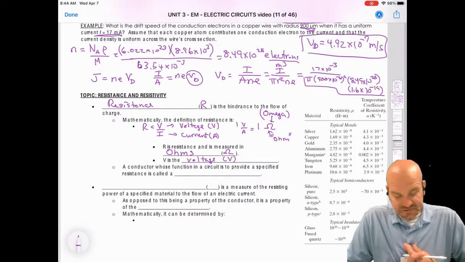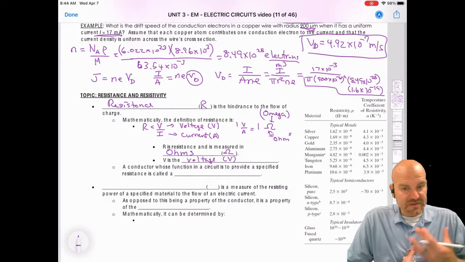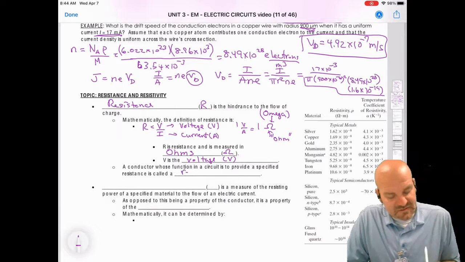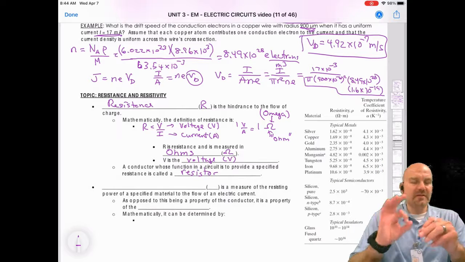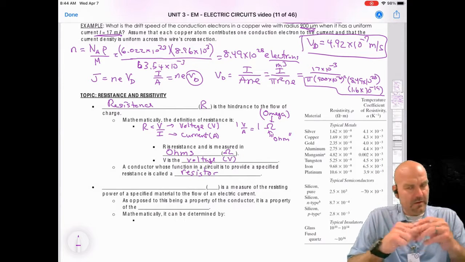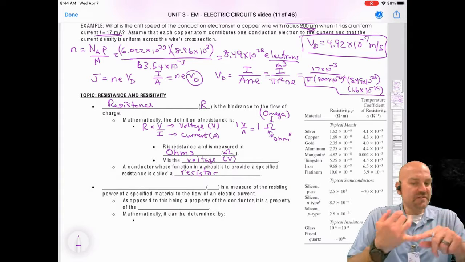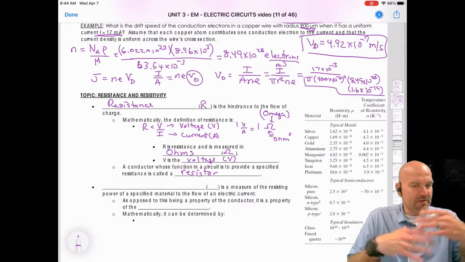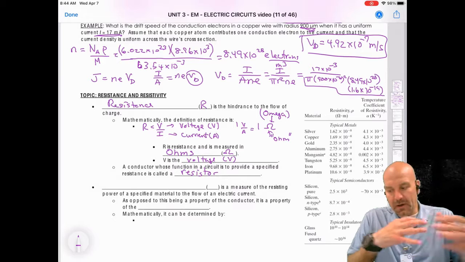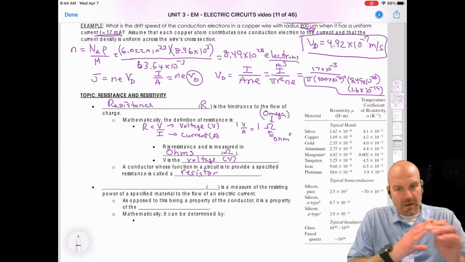So now the conductor whose function in a circuit is to provide a specified resistance is what we call a resistor. Again, if you're interested in computers, these are like a lot of those little things on the motherboard or on circuit boards. On the circuit board, you're going to have resistors, you're going to have capacitors. We're going to talk about RC circuits later, but they each serve their purpose on the motherboard.